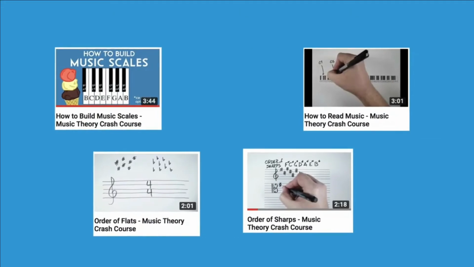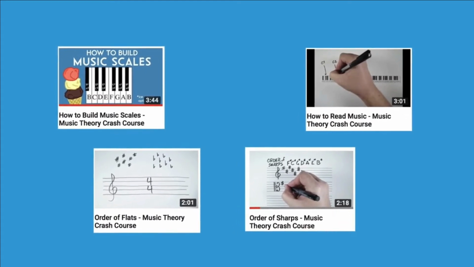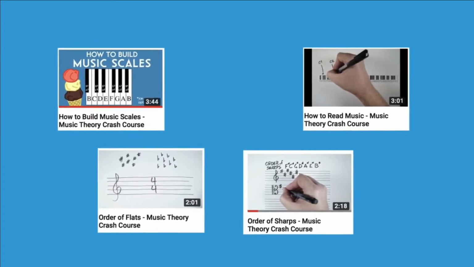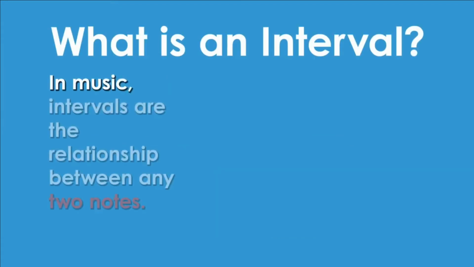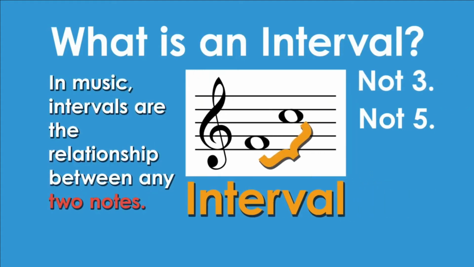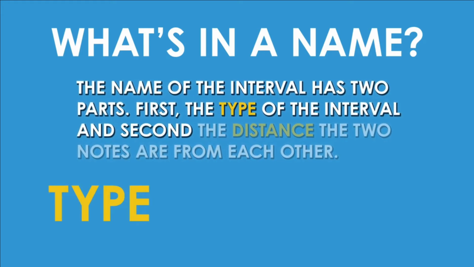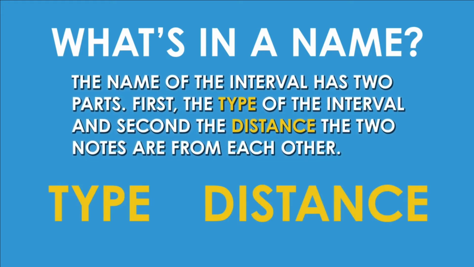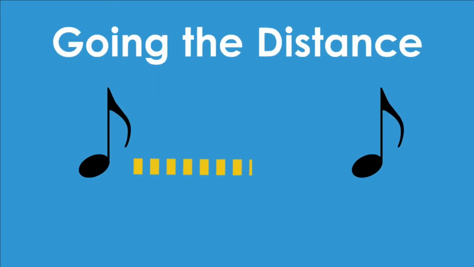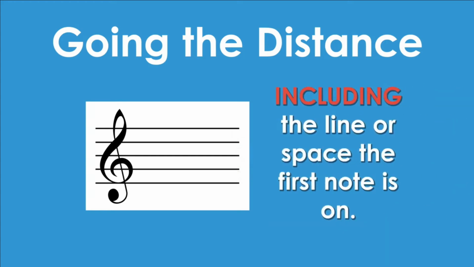This video builds on what we've learned so far in the reading music, key signature, and building scales videos. So if you haven't seen those yet, please watch them first. Links are in the description. In music, intervals are the relationship between any two notes. The name of the interval has two parts. First, the type of the interval, and second, the distance the two notes are from each other. To find the distance two notes are from each other, count the lines and spaces on the staff separating the two notes, including the line or space the first note is on.